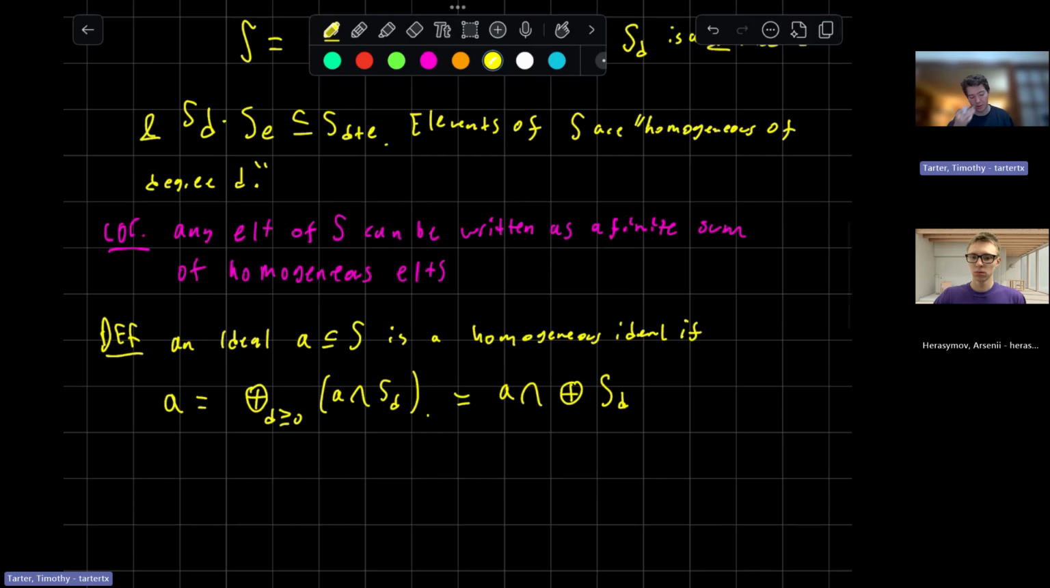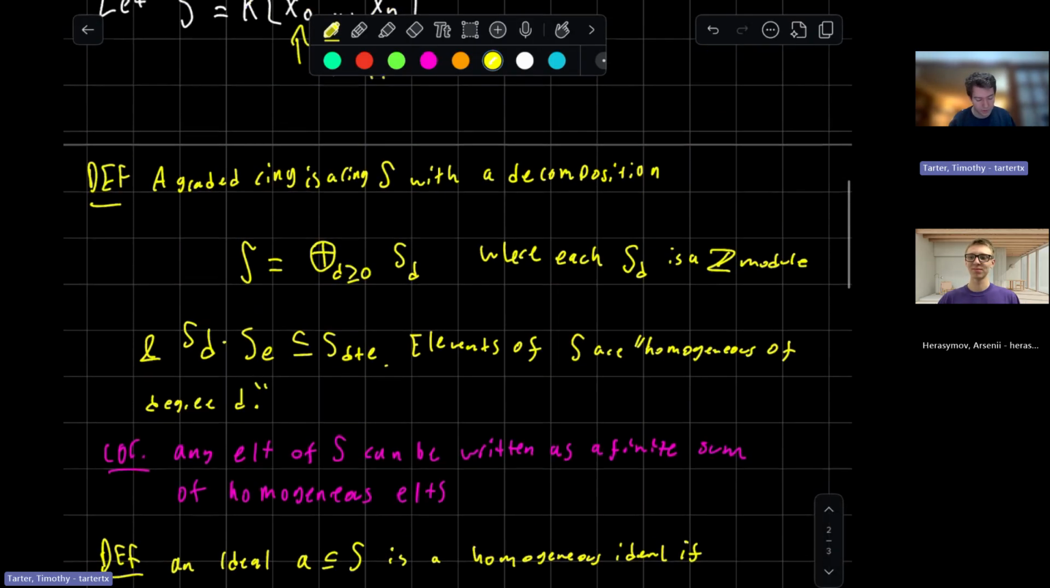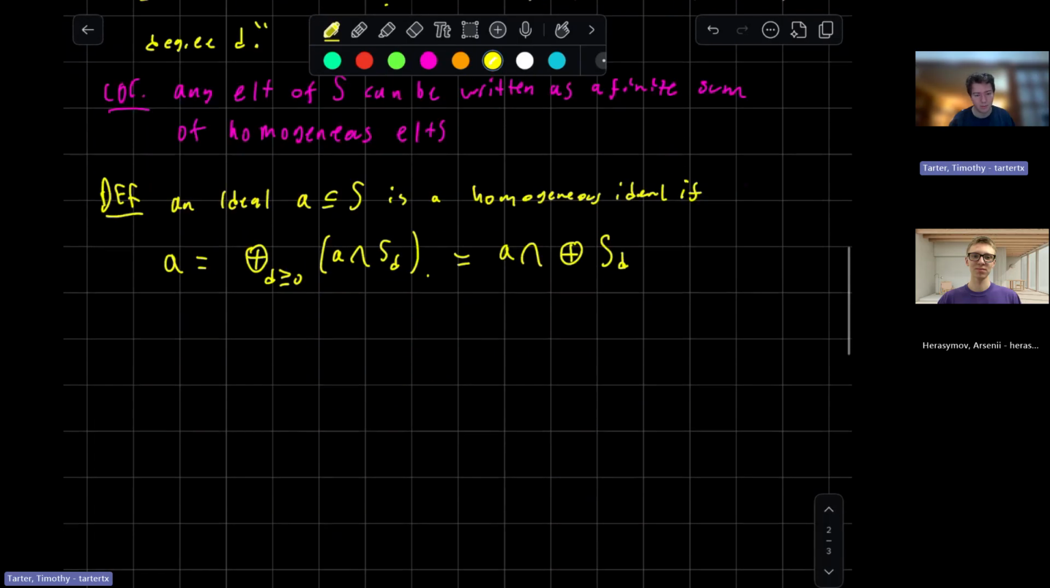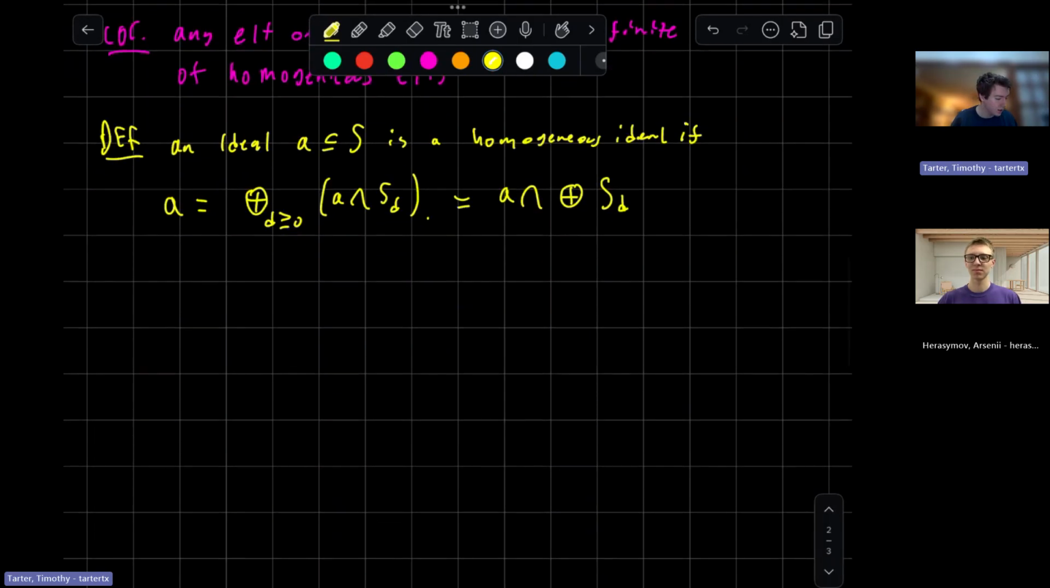Meaning everything that's in A is in some gradient of S. Gradient not in the calculus sense. We call each of the S_d's gradients, basically. Yeah, so I'm going to just write some facts down because Hartshorne deals with these loosely.